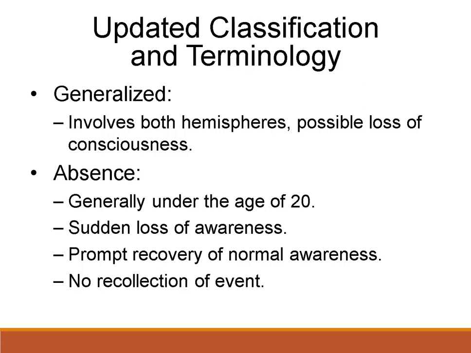All right, some classification and terminology. We have generalized seizures, which involve both hemispheres, with possible loss of consciousness. And then we have the absence seizures, which are generally under the age of 20. They have a sudden loss of awareness, but they usually have a prompt recovery of normal awareness after some time and no recollection of the event.